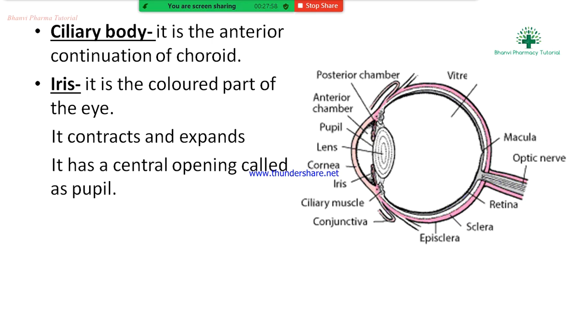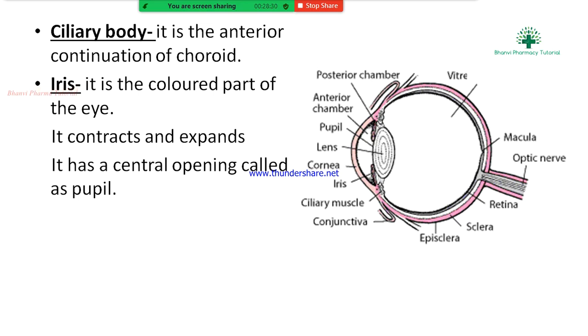Next, iris. You see the iris, it is the coloring material, the colored part of the eye. The center of the eye is the lens, and the colored part near the lens is the iris. It contracts and expands. With more light it contracts, and with less light it dilates.